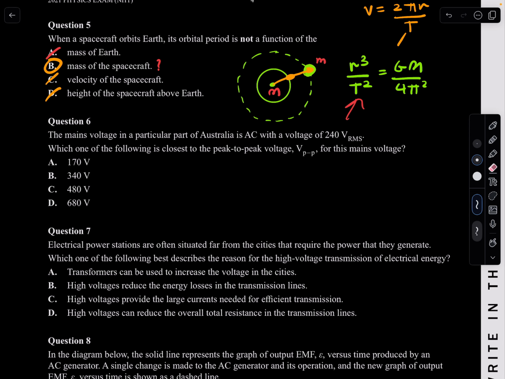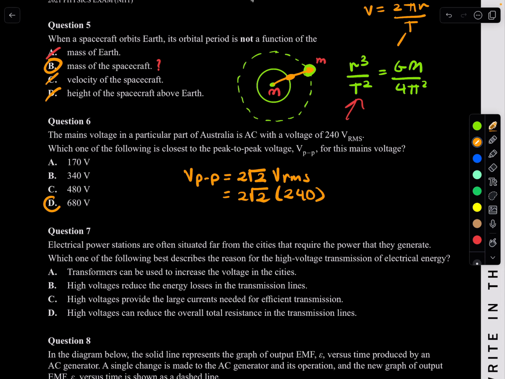Question 6. The mains voltage in a particular part of Australia is AC with a voltage of 240 RMS. Which of the following is closest to the peak-to-peak voltage for the mains voltage? Easy. You should know these formulas in your summary sheet. To go from RMS to peak-to-peak, it's 2 times the root of 2 times volts RMS. So it's just 2 root 2. What's our voltage in RMS? It's 240 volts. Putting that in our calculator gives me 678, which looks like the closest is D.